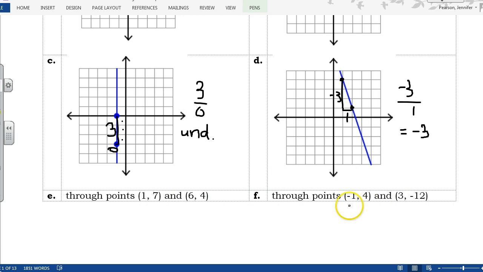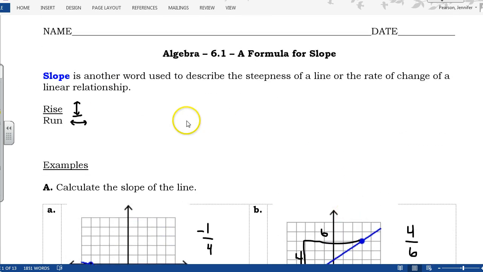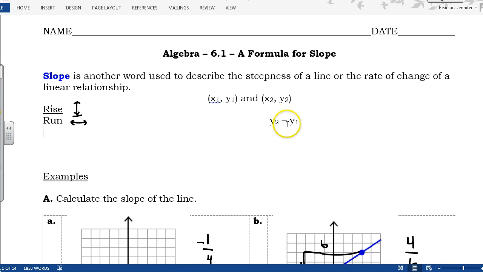Okay, now given ordered pairs, we're going to use a formula to calculate slope. And I'm going to try to type this. So given two ordered pairs, x1, y1, and x2, y2, the formula for slope is y2 minus y1 over x2 minus x1. Here we go. And we usually use the variable m to represent slope, but I don't think we'll talk about that till next time. So this is my formula for slope.